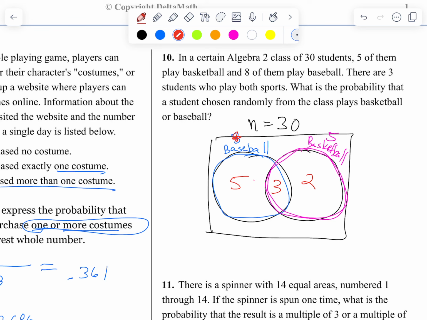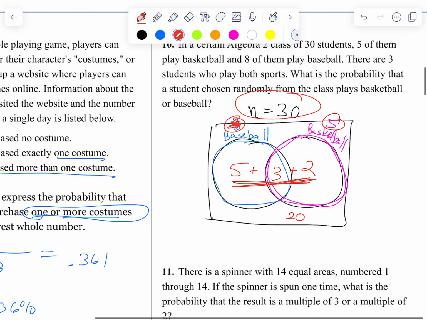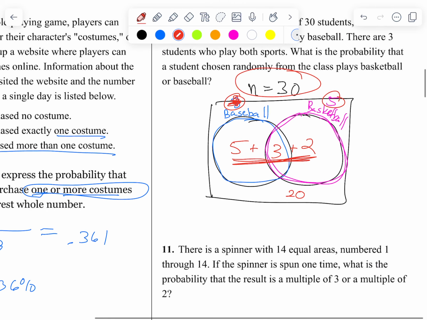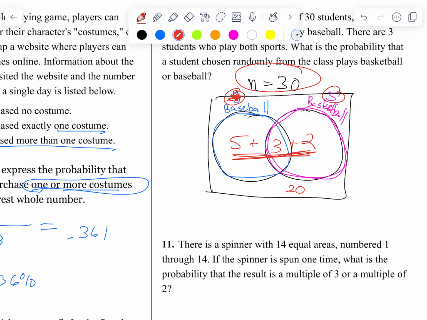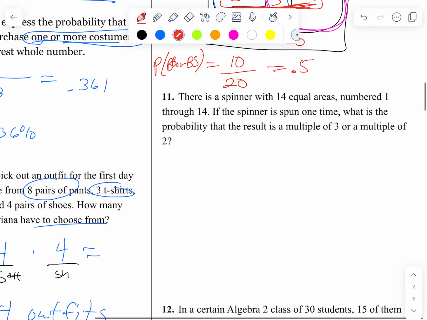So now you got 5 plus 3, which gives you the 8. And then you get your 3 plus 2 here, that gives you the 5. But if you add all of these players up together, that's only 10 people. And they said there's 30 people. So you got 20 people on the outside who don't play either. So it says, what's the probability that a student chosen randomly from the class plays basketball or baseball? So that's all of these people, which is 10 out of everyone. So I'm going to do B or B, I guess. We'll do BB or BS for baseball. This will be 0.5 or 50%.